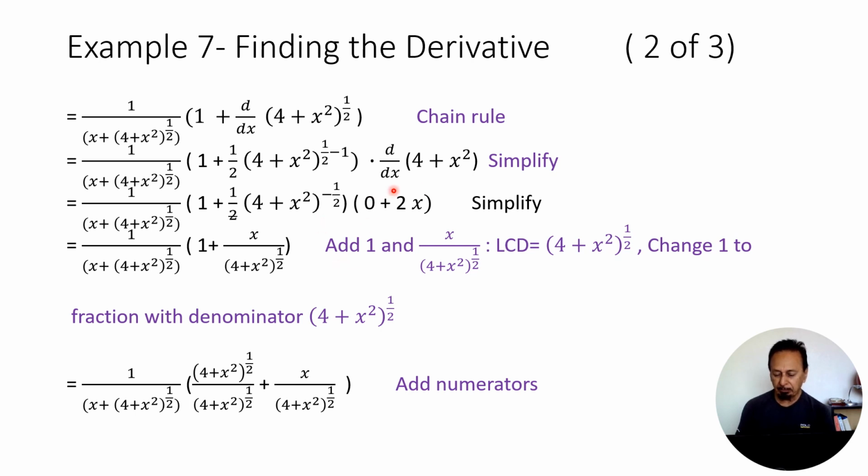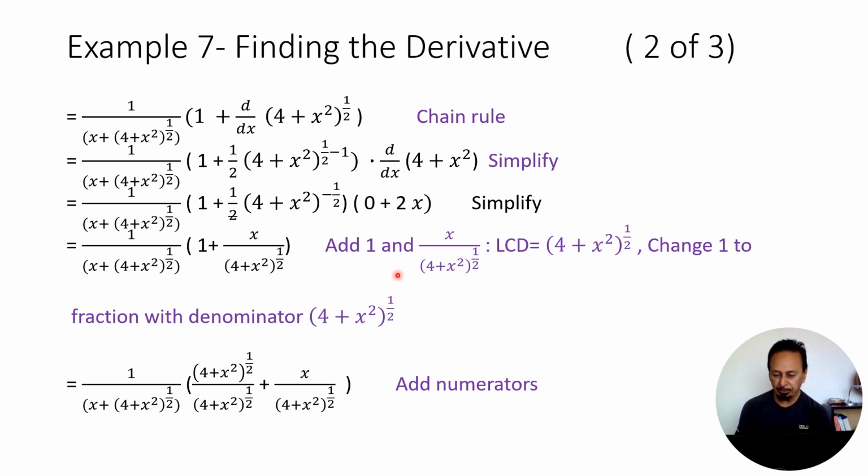Now here d over dx tells you we differentiate. The derivative of 4 is 0, the derivative of x squared is 2x. So now we're going to simplify. Looks like 2x plus 0 is just 2x, so we can cancel 2 with this 2. And this we can write on the bottom as 4 plus x squared to the 1/2, and we can put x on the top. So now we have 1 over x plus 4 plus x squared to the 1/2, parentheses 1 plus x over 4 plus x squared to the 1/2.